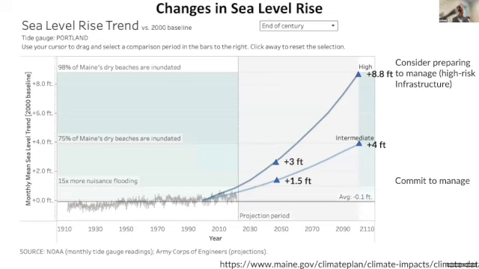Maine is preparing for this, though. They've recommended and recently put in place requirements that coastal infrastructure must manage 1.5 feet of sea level rise by 2050 and should probably think about preparing for 3 feet, while also encouraging 4 feet by 2100, and preparing for the extreme case for critical infrastructure like wastewater treatment plants and critical roads, for 8.8 feet of sea level rise by 2100. It's a lot.